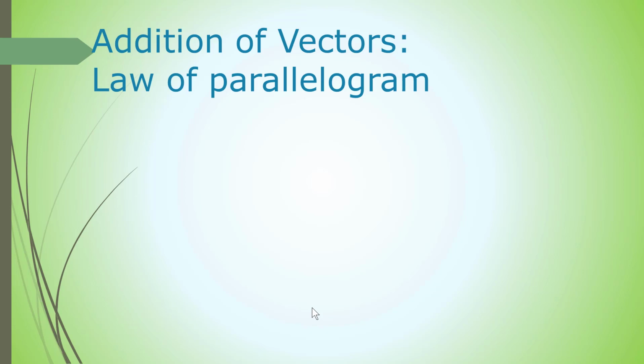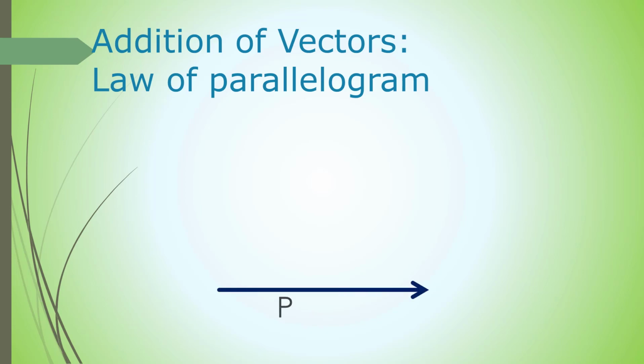Okay, addition of vectors. There is another way of adding vectors, which is known as the law of parallelogram. It will give us the same resultant as the head to tail rule. It's up to you which method you use. The head to tail rule is the simple one. Law of parallelogram, let's discuss that. You should know about this, but it's up to you which method you use.